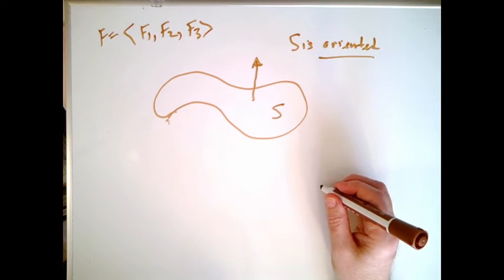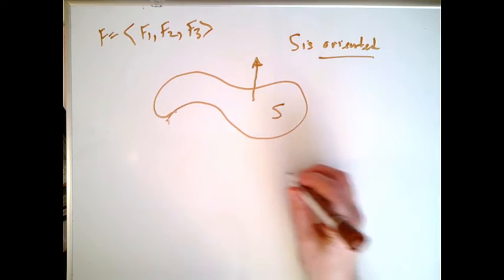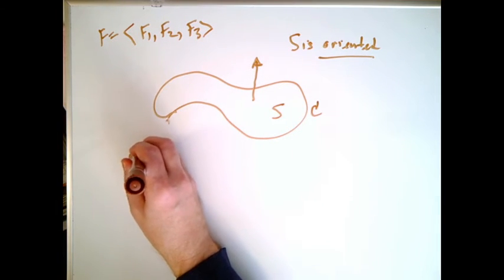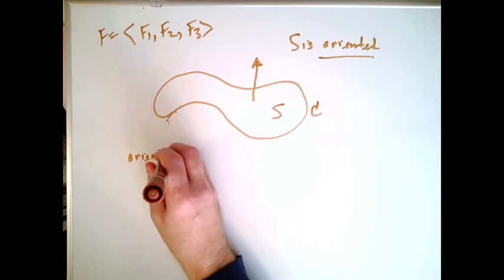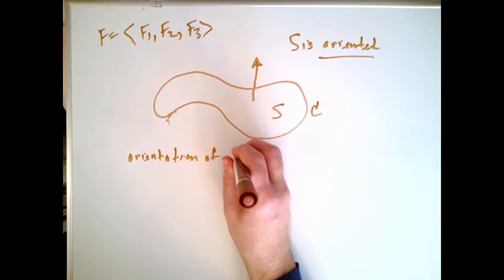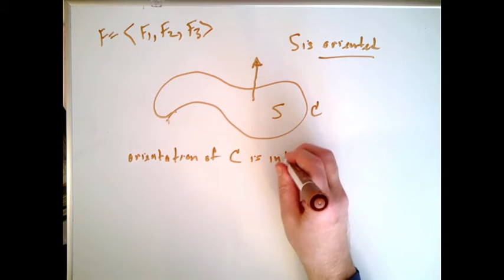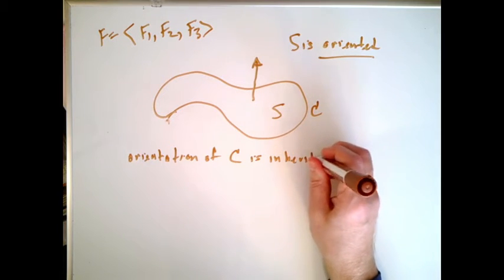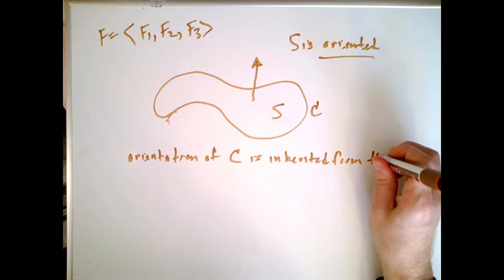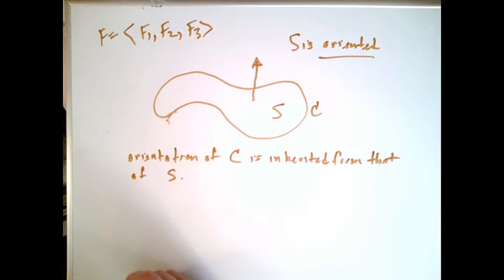Now, there's a curve that goes around it, and the orientation on the curve is very important. So what happens here is we're going to call the curve C, and what we want is that the orientation of C is inherited from the orientation of S. Now what does that mean?